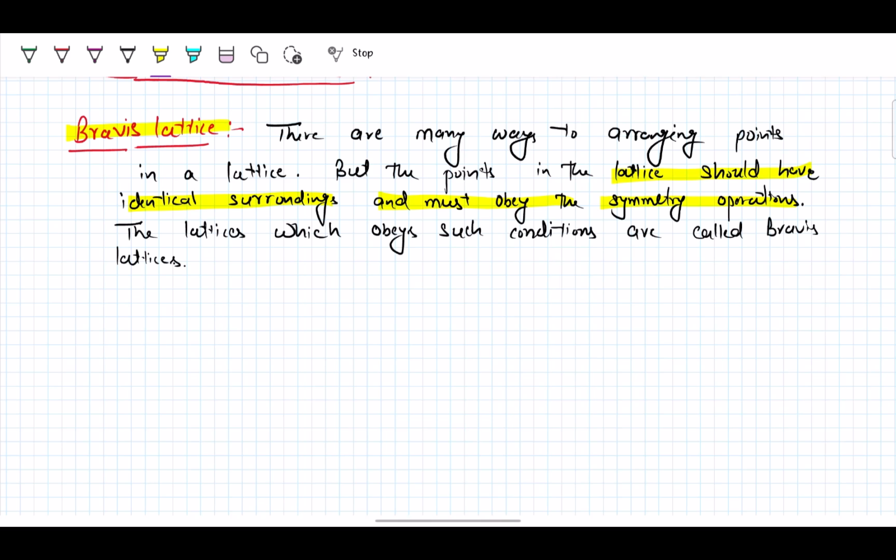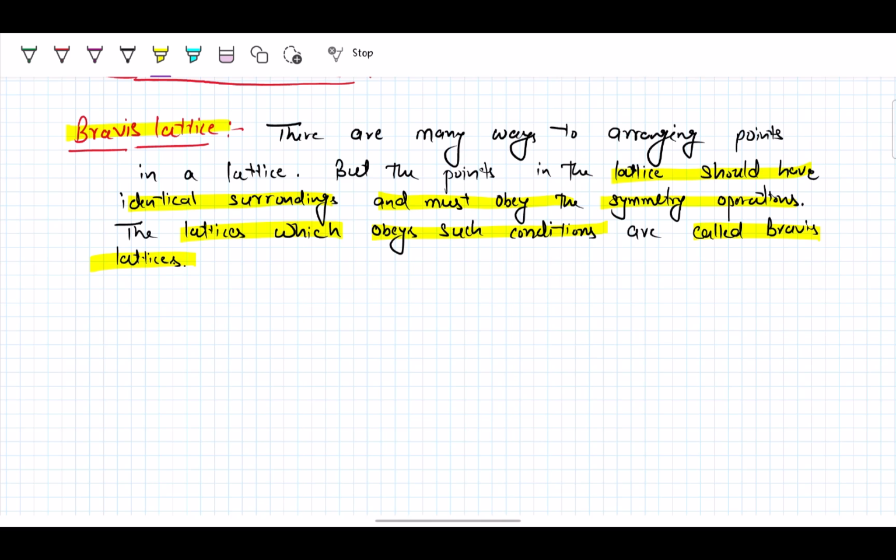What symmetry operations generally means is that when you apply a symmetry operation, if your atom or crystal looks exactly the same afterwards, then we can say the system is symmetric. We will cover it later. But right now, if any system obeys two things, identical surroundings and symmetry operations, then such lattices are called Bravais lattices.